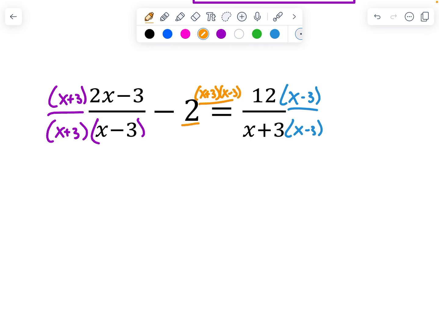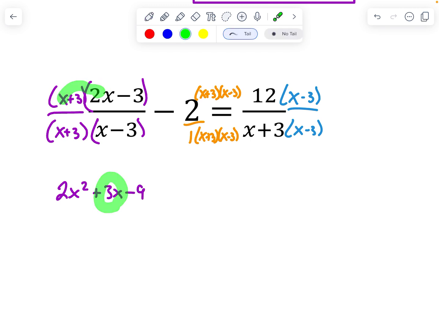Remember, 2 has a bottom of 1, so over 1 times x plus 3 times x minus 3. All right, so the purple, now our denominators are all the same, so we can ignore them essentially. The purple, I'm going to FOIL. So it's this times this, this times this, that times that, combine those, and that times that. So it's 2x squared, and then it's going to be minus 3x plus 6x, so plus 3x when you combine those, minus 9. If you're not sure where that came from, just show all the terms. It's these two multiplied together and these two multiplied together, combined.